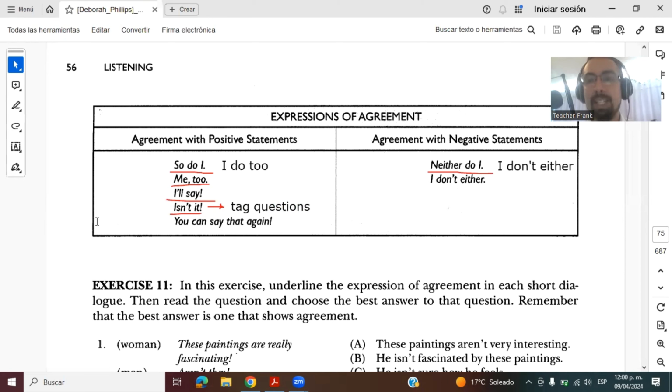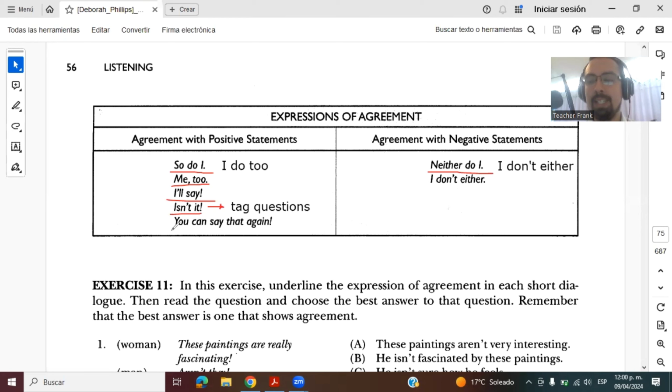This is good, isn't it? But in English, it's a little bit more complicated because you have to switch around the subject and the auxiliaries. And if it's negative, you have to change it to positive. If it's positive, to negative, right? For example, it is good, isn't it? Or it isn't good, is it? Right? So this is to express doubt, like, do you agree with me?